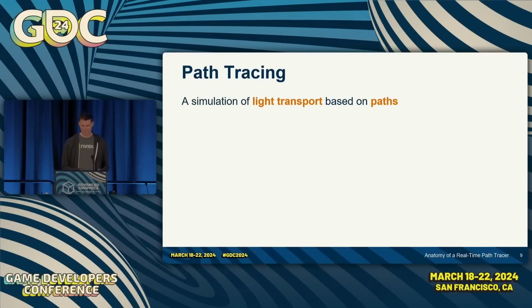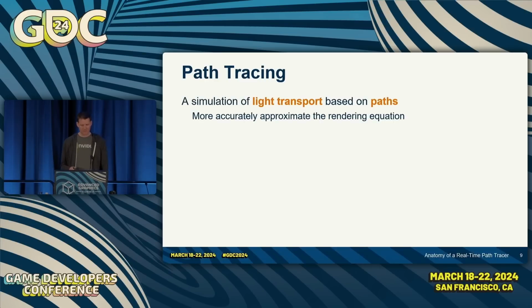So at its core, path tracing is about simulating the transport of light along paths, where we define a path as multiple connected ray segments. And for many of you in the room, I'm sure this is not anything new. This is not a revelation by any means, but stick with me.